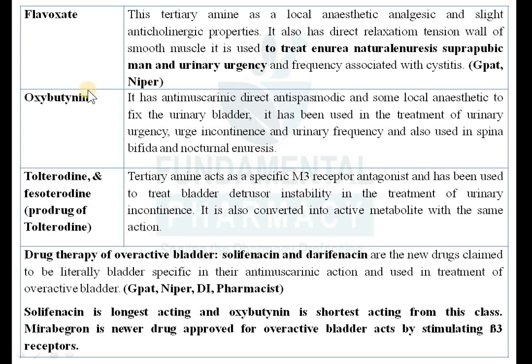Now there is another drug known as flavoxate. It is again a tertiary amine and it has local anesthetic, analgesic and slight anticholinergic properties. It also has a direct relaxant effect on the tension of smooth muscle. It is used to treat dysuria, nocturnal enuresis, suprapubic pain and urinary urgency.